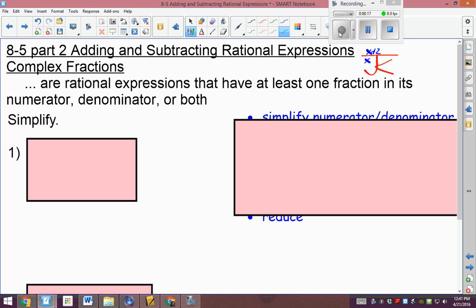Oh, cool. It's a rational expression model. Nice. That goes on what we're doing. Now, today we're doing complex. Complex means it's a little more complicated. If you read the definition there, they're rational expressions that have at least one fraction in the numerator, denominator, or both. So it's a fraction and a fraction. You need to remember one thing, and I believe it's from 5th grade math: dividing by a fraction is the same as multiplying by its reciprocal.